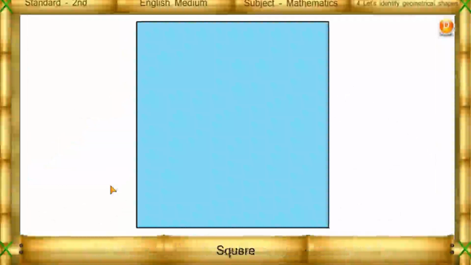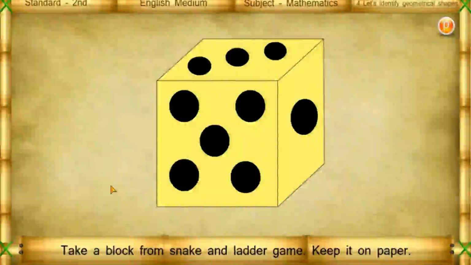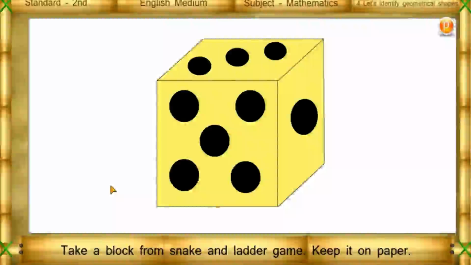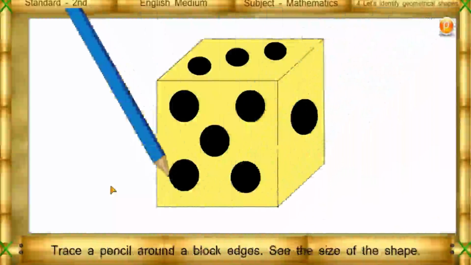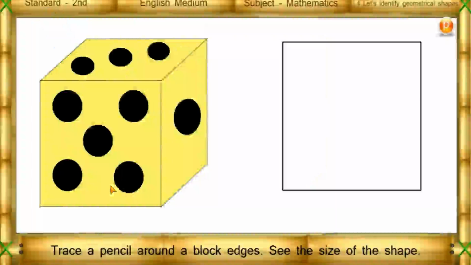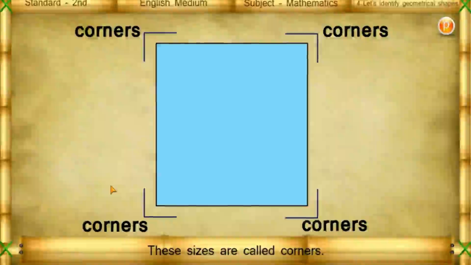Square. Take a block from the snakes and ladders game. Keep it on paper. Trace a pencil around the block edges. See the sides of the shape. These are called corners.